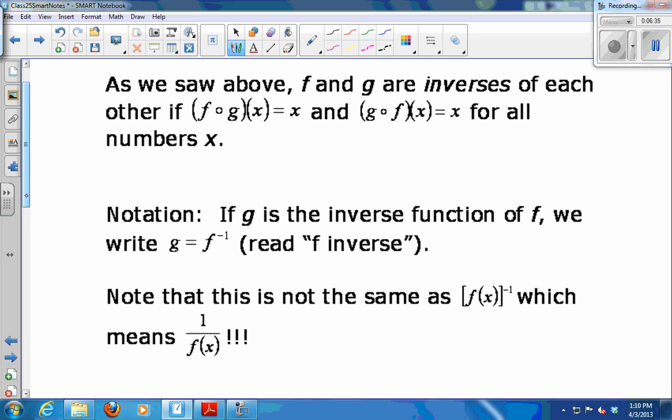So we said when you compose two functions that are inverses, you get x. And our notation for an inverse function: if g is the inverse of f, we write g is f, and then we put what looks like an exponent of -1, but it does not mean to the -1. We're repurposing an old notation, and you would just read that as f inverse.